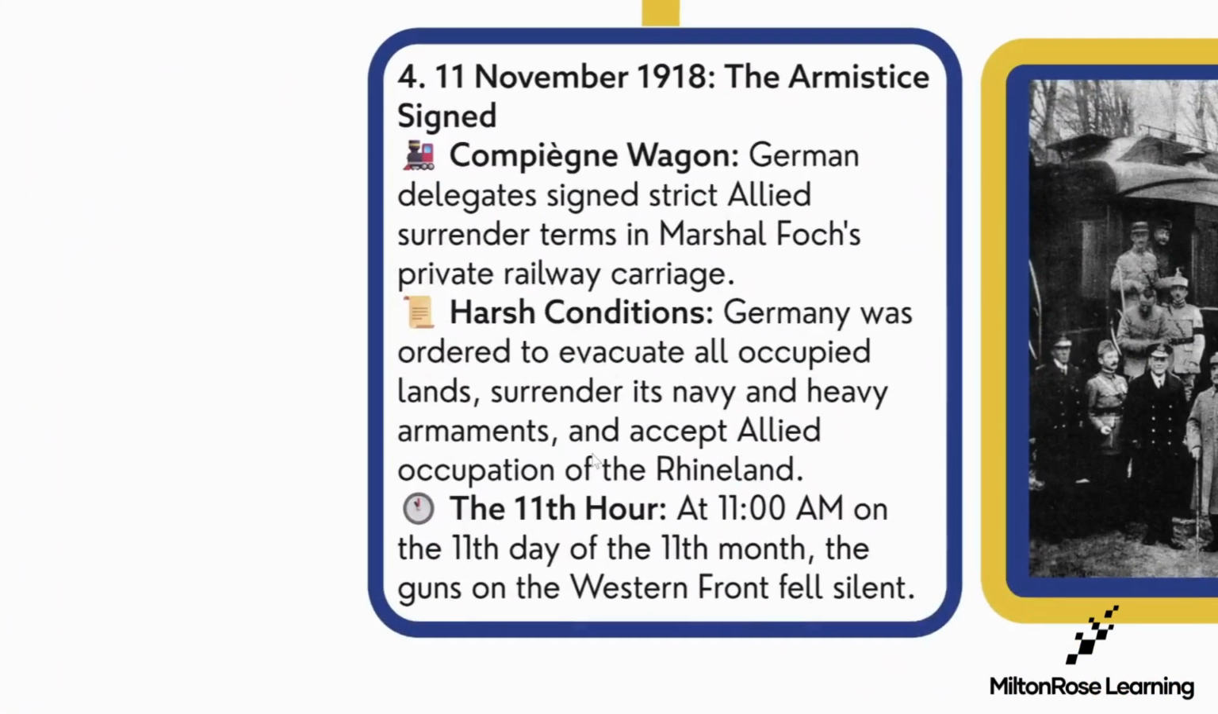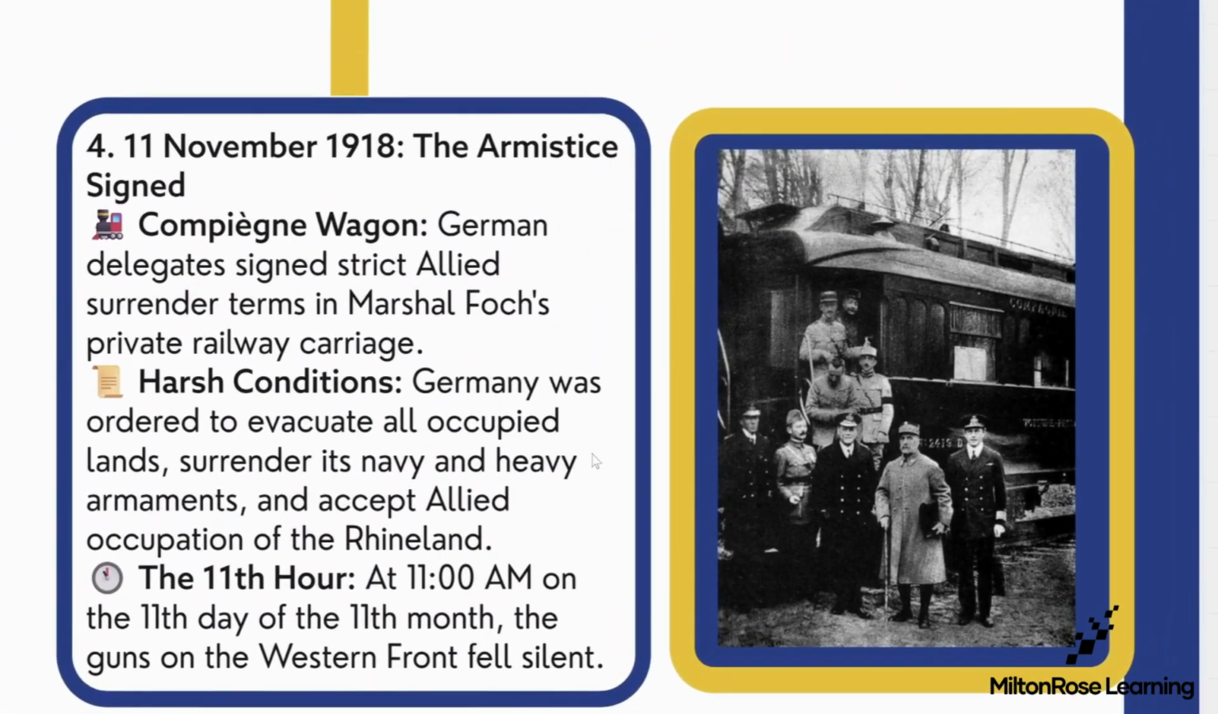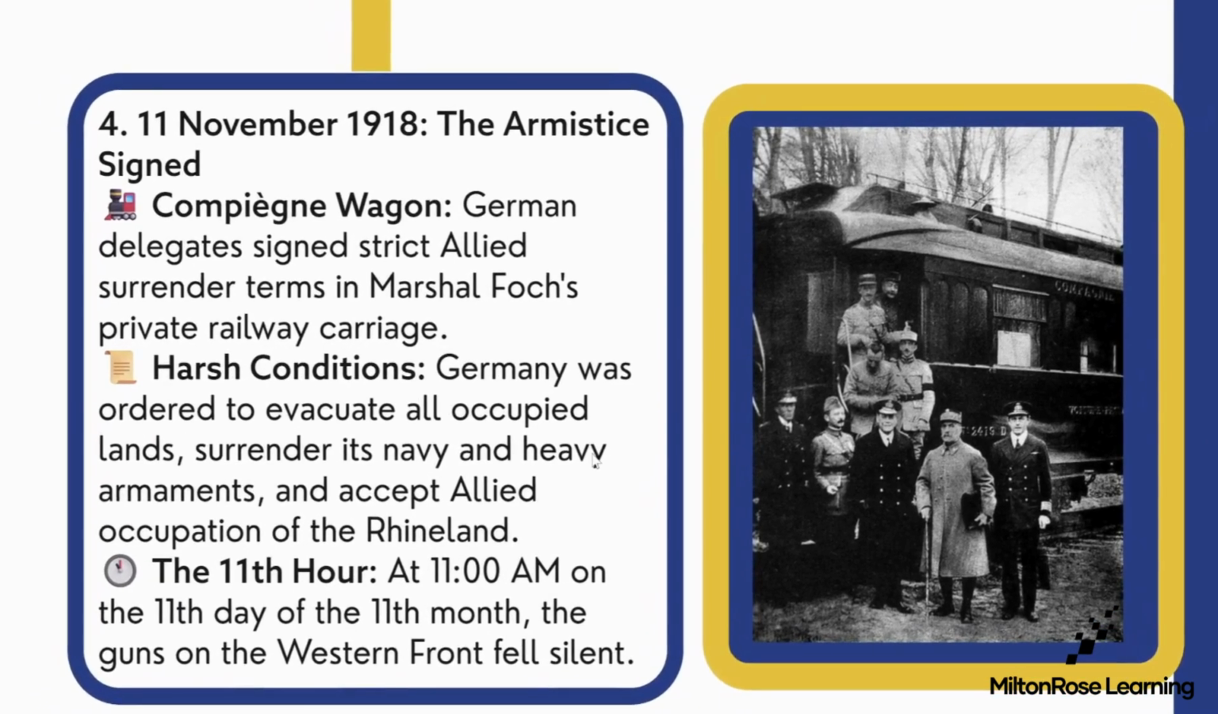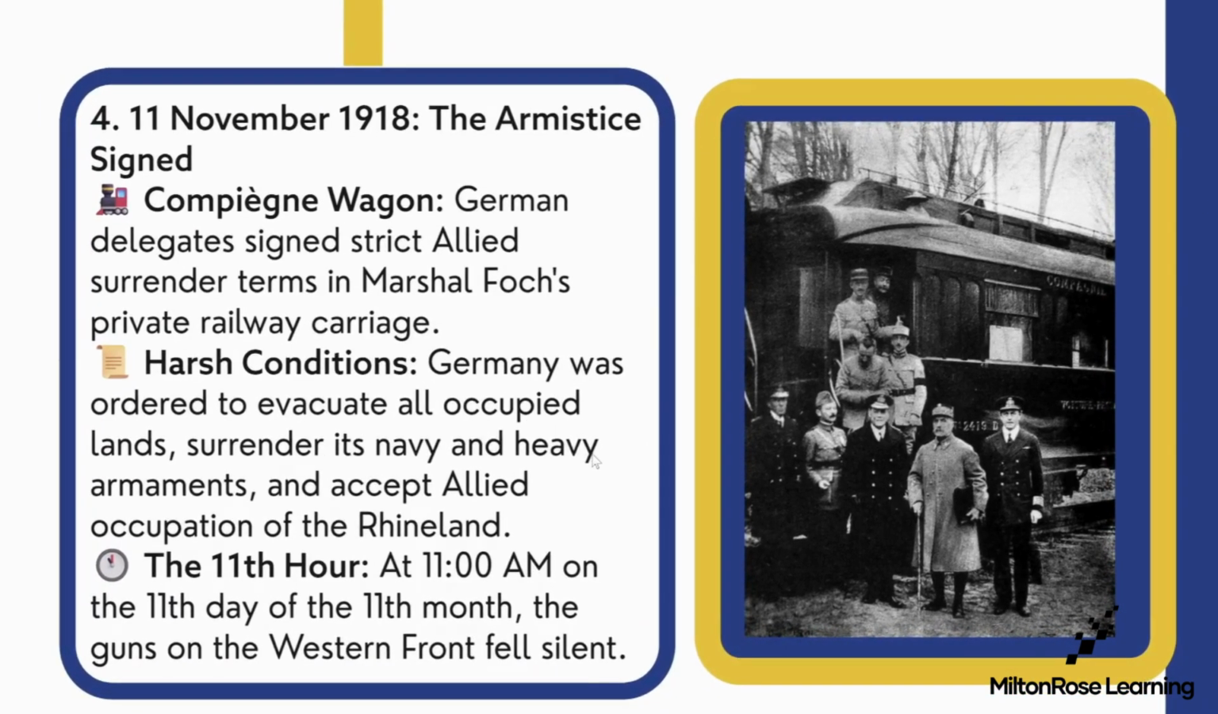And then at the end of this drama, okay, 11th of November 1918, the armistice is actually signed, and you can see in that image there. So the campaign wagon, it was signed in Marshal Foch's railway carriage. The German delegates come together to sign the armistice. The conditions are extremely harsh. Germany was ordered to evacuate all occupied lands, surrender its navy and heavy armaments, and to accept Allied occupation of the Rhineland. So basically Germany is crippled here.